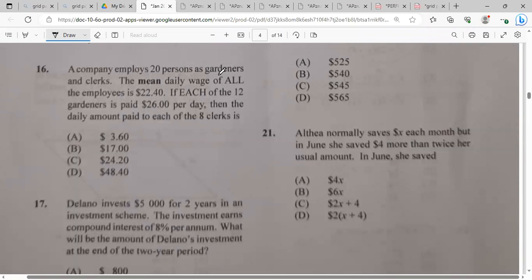So the mean daily wage is $22.40. Oh, so we can find the aggregate by multiplying by 20. Then we multiply this by 12 and subtract that, and then divide by 8. Let's say each of the 12 gardeners is paid $26, so we calculate how much the gardeners are paid.